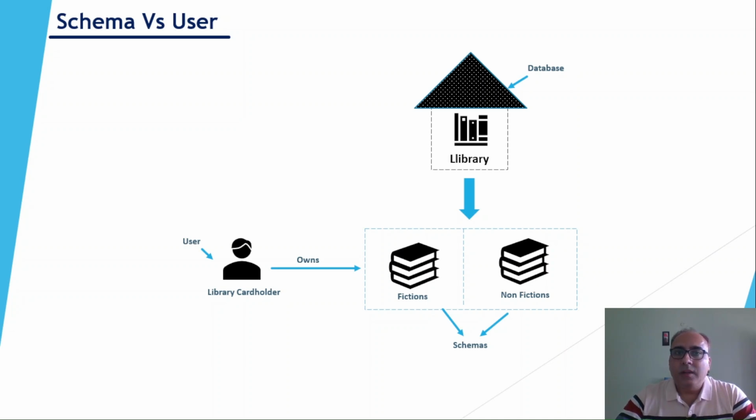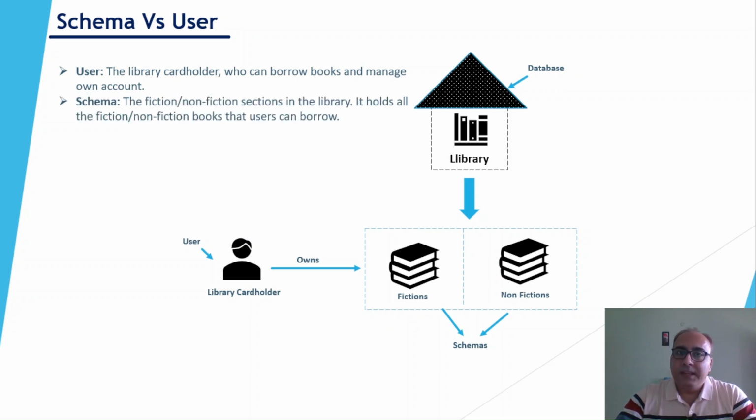So let's summarize it. A user is basically a library card holder who can borrow books and manage their own account. A schema is the sections in the library like fictions and non-fictions, which can hold different books related to different categories. The database is the collection of books, basically the library. Hope it has given you a clear picture about these two terms. Now let's move to the next section.